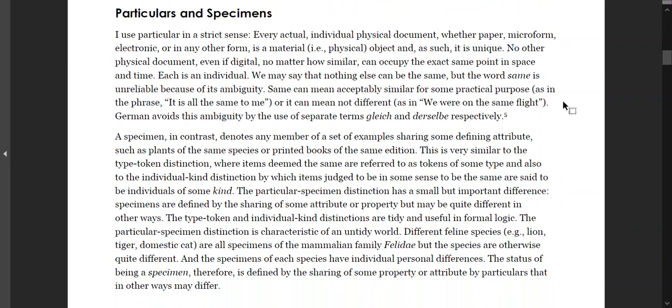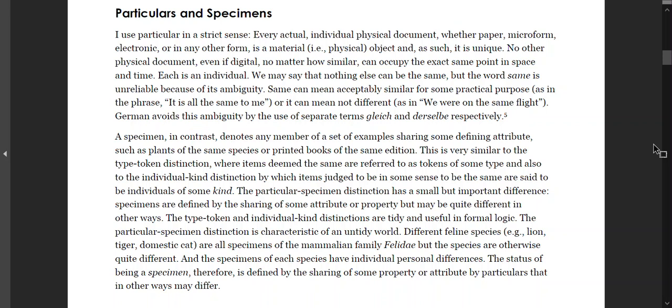Particulars and specimens. I use particular in a strict sense. Every actual individual physical document, whether paper, microfilm, electronic, or in any other form, is a material, physical object, and as such, it is unique. No other physical document, even if digital, no matter how similar, can occupy the exact same point in space and time. True. Fourth dimension. Each is an individual.